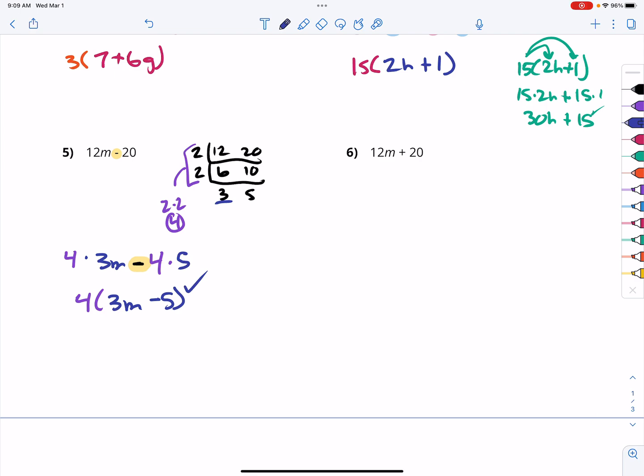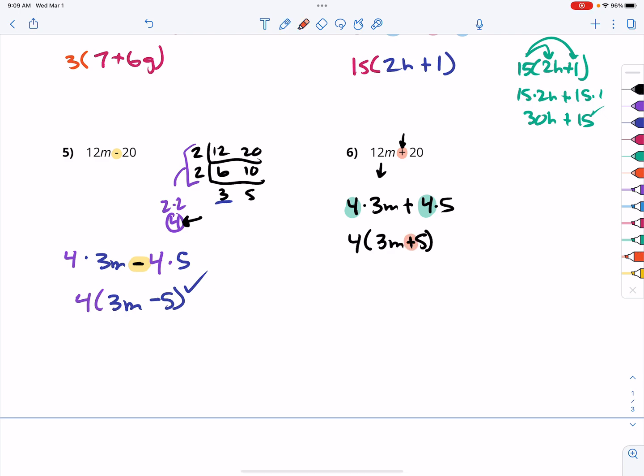So let's look at number 6. And it looks like the terms are the same, but this operation here is different. So we're going to look and see, how does that affect this? I know that I can pull out a 4 again because we already solved that over there. So this is a 4 times 3m. Ooh, and our operation is addition, so we're going to be adding a 4 times 5. So again, note, we had to multiply by the same thing for each of those terms. So 4 has been distributed to a 3m plus 5.